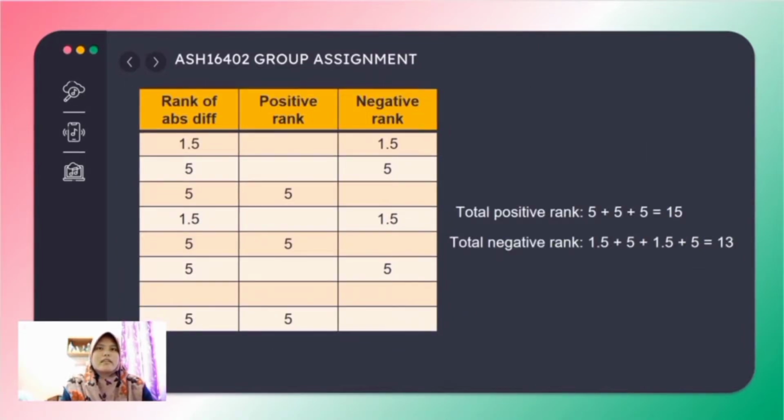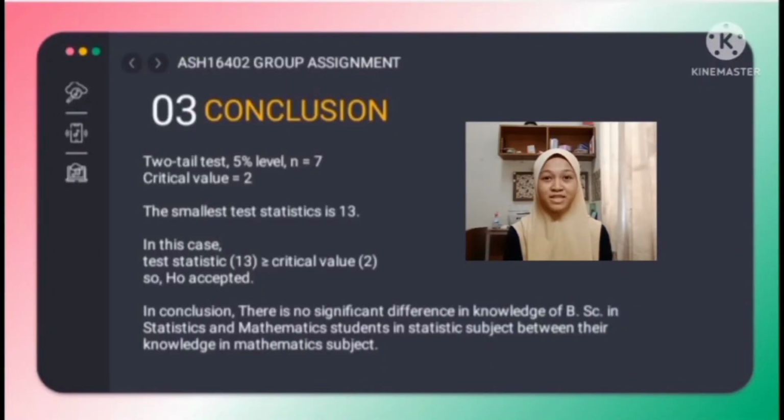Next, positive rank and negative rank. To determine this, we need to look at the sign of the difference and enter the absolute difference rank based on the sign. For the two-tailed test at the 5% level and n equal to 7, the critical value is equal to 2, and the smallest test statistic is 13. In this case, the test statistic which is 13 is bigger than the critical value which is 2. So, the null hypothesis will be accepted. And we can conclude that there is no significant difference in knowledge of Bachelor of Science in Statistics and Mathematics students in the statistics subject between their knowledge in the mathematics subject.